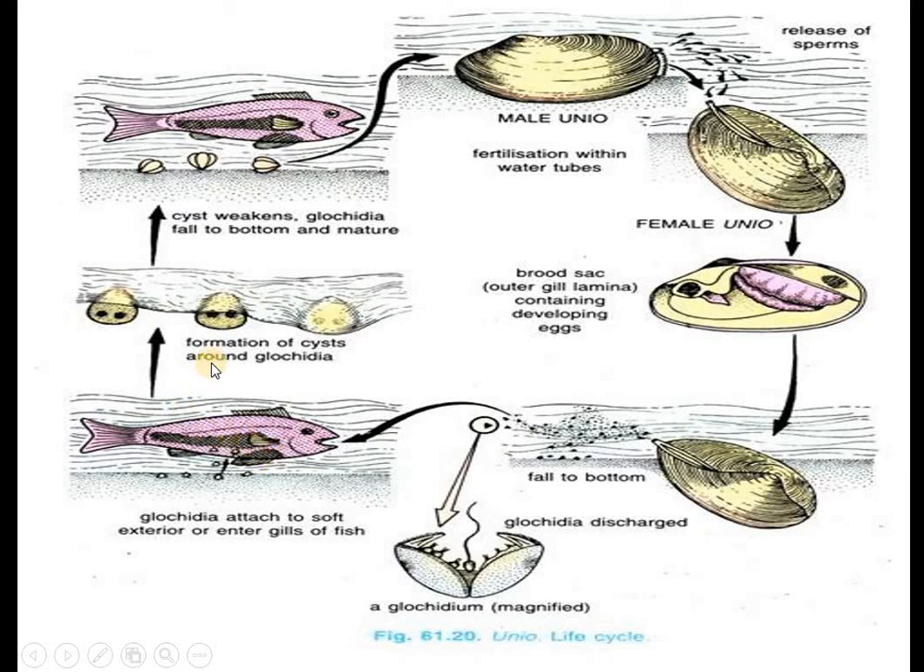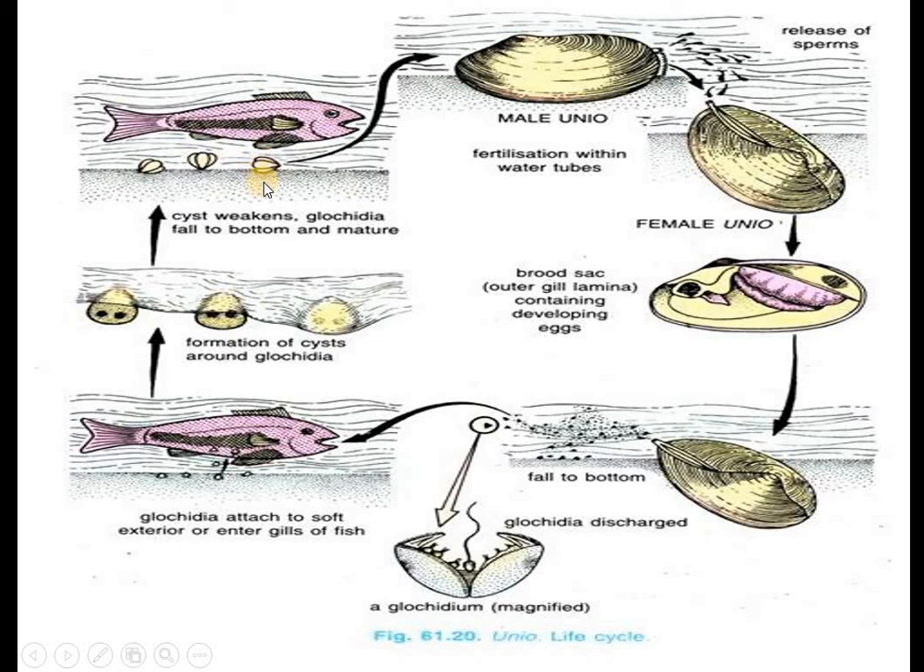Further, there is a formation of a cyst around the glochidium. Here a metamorphosis takes place. During metamorphosis, the byssus thread is reduced, the spines are reduced, and the single adductor muscle is replaced by two adductor muscles. The mantle is well developed, the foot and gills are developed, the visceral mass rudiments are developed, and in the visceral mass a lot of organs are developed. So much metamorphosis takes place, and finally the cyst weakens, and the glochidium falls off mature.